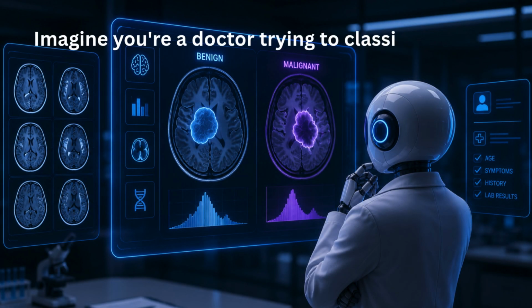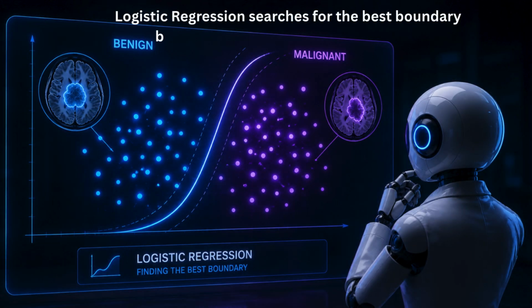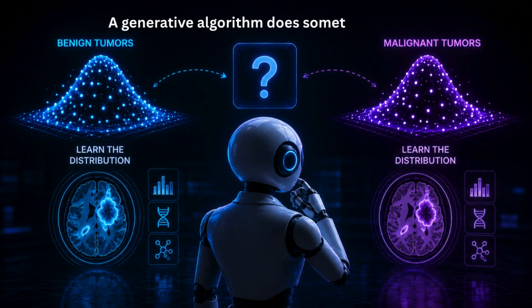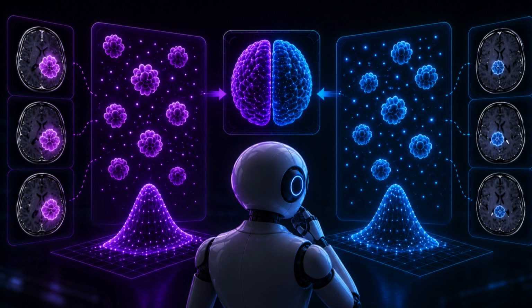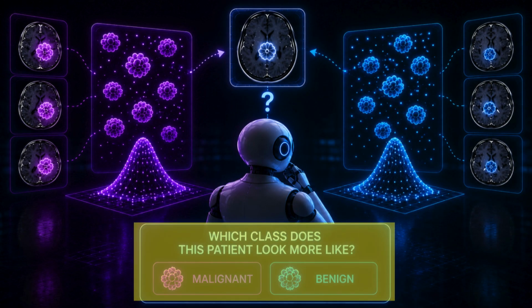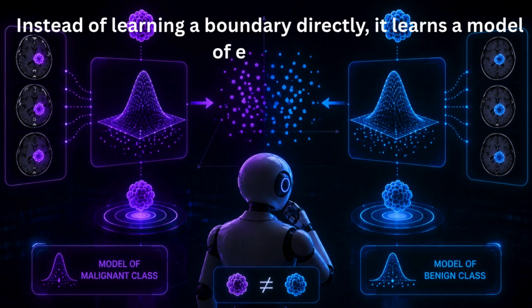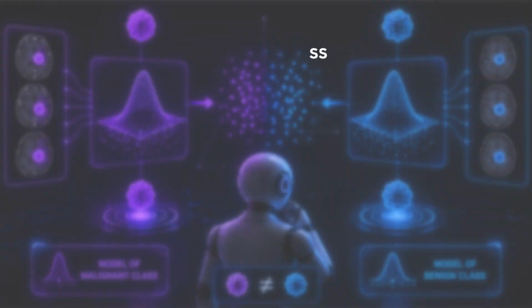Imagine you're a doctor trying to classify tumors. Logistic regression searches for the best boundary between malignant and benign tumors. A generative algorithm does something different. It learns what malignant tumors look like. It learns what benign tumors look like. Then it asks, which class does this patient look more like? Instead of learning a boundary directly, it learns a model of each class.